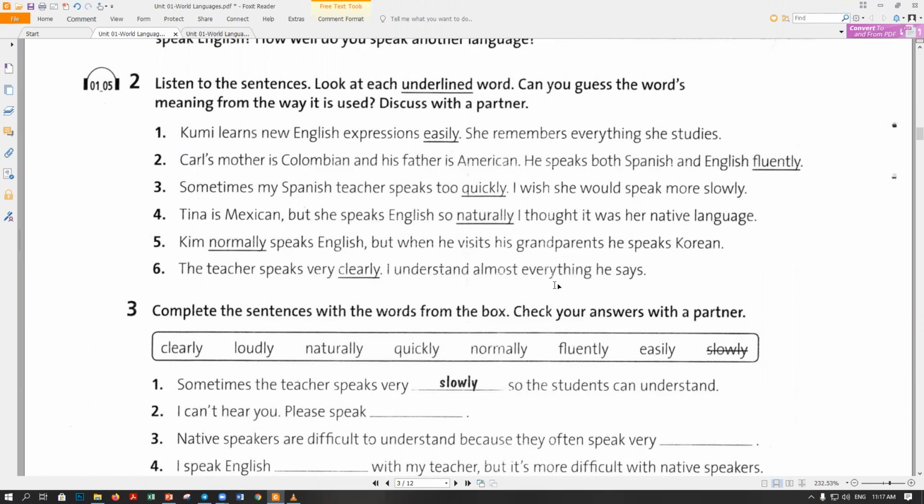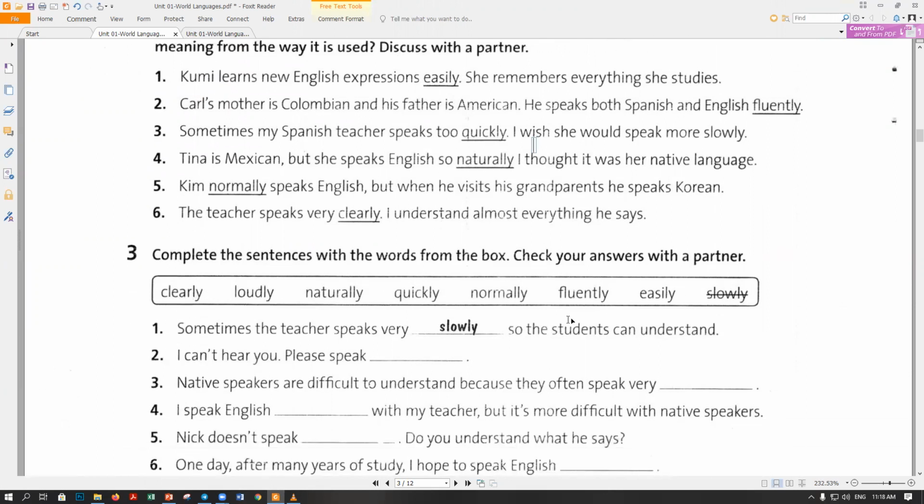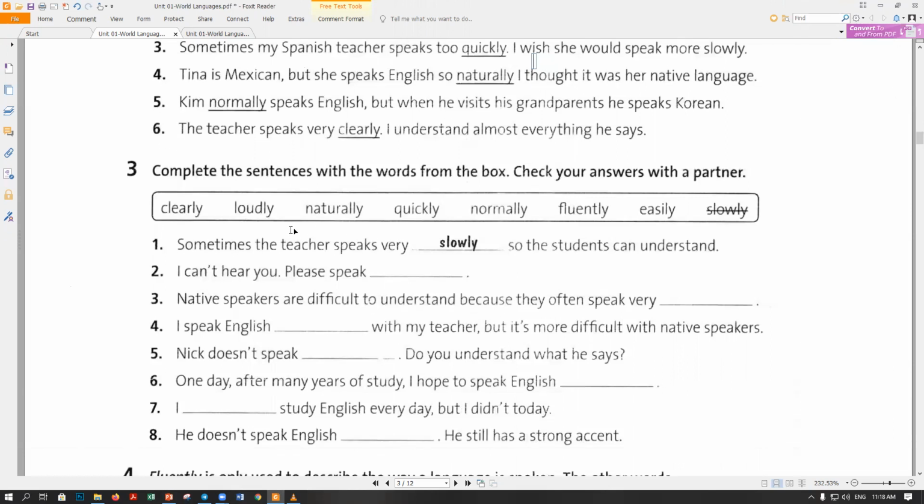Okay, now you have learned easily, fluently, quickly, naturally, normally, and clearly. And the words are put in the box here. So please, okay, everyone, we have questions 1 to 8. So please choose the word from the box here to complete the sentences. Okay, the statement here. Exercise 3, complete the sentences with words from the box. Check your answer with the partner.